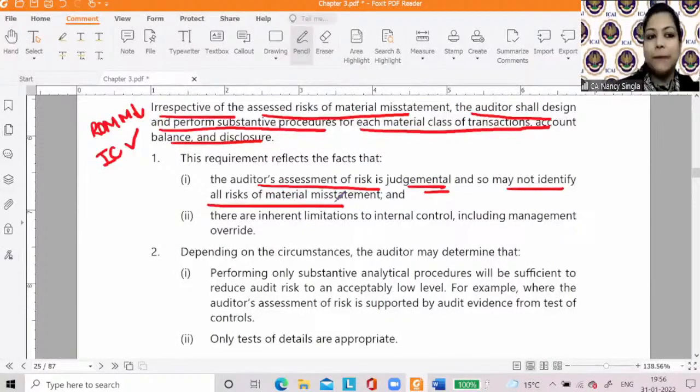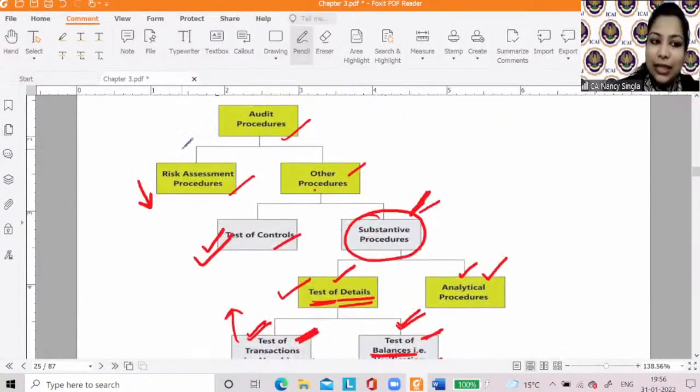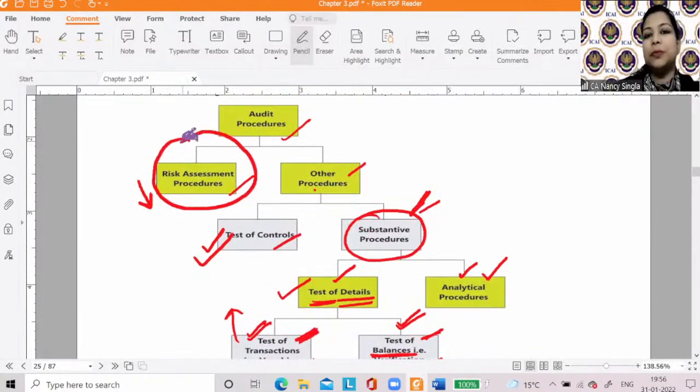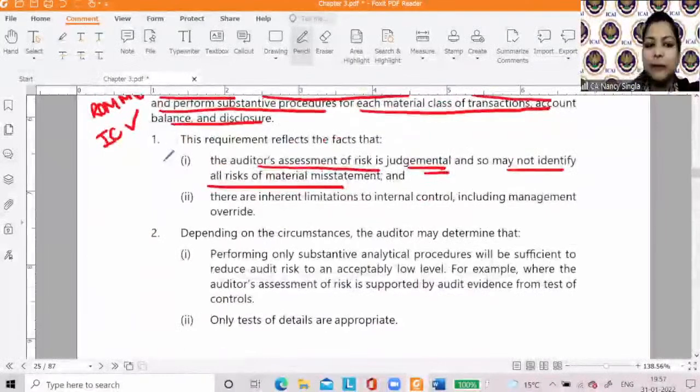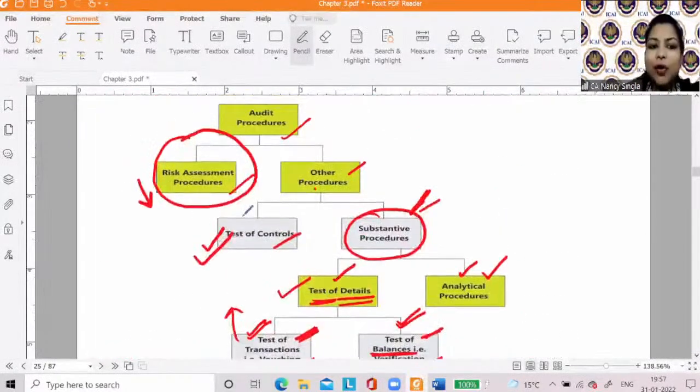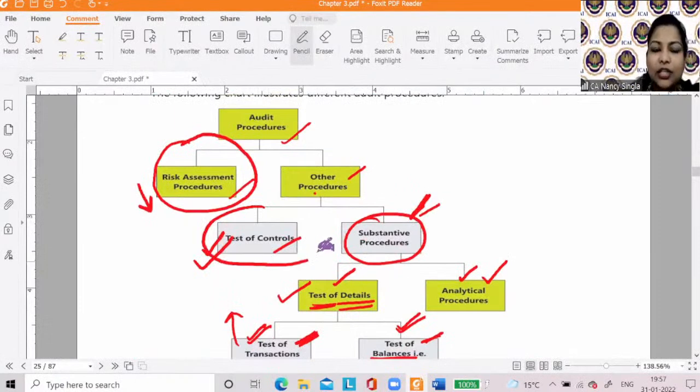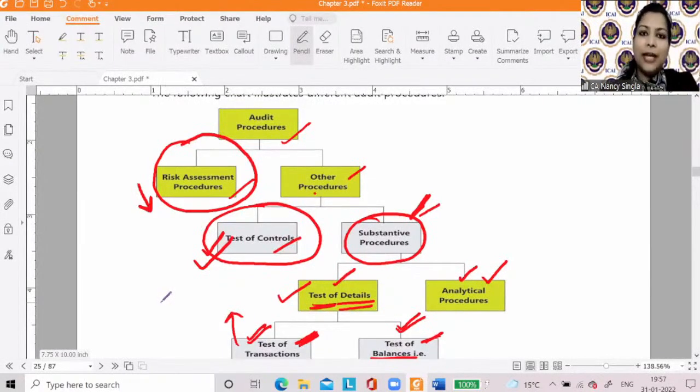material misstatement, है ना. So it says that ठीक है, the auditor has performed risk assessment procedures, but it might be possible na that the auditor has not identified all risks of material misstatement. And why? Because you all know there are inherent limitations in audit, है ना. There are inherent limitations of internal control also, including management override. तो ठीक है, the auditor has checked the internal control, but it might be possible na that the auditor has not been able to look at the deficiencies in the internal control system, right?